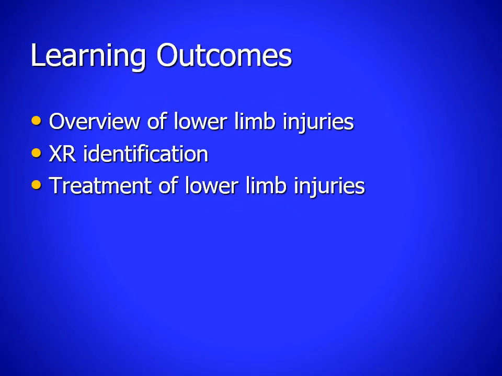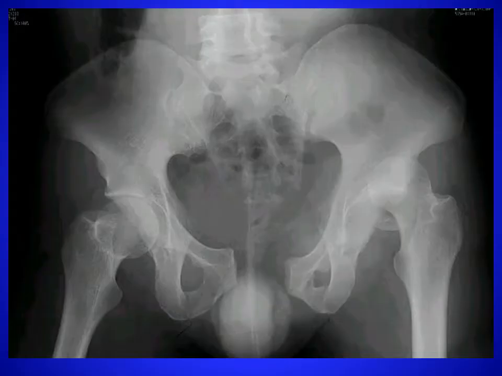In this next talk, we'll be talking about lower limb injuries. We talk about X-ray findings and treatment options. Have a look at this X-ray. You should try and identify at least 4 abnormalities.